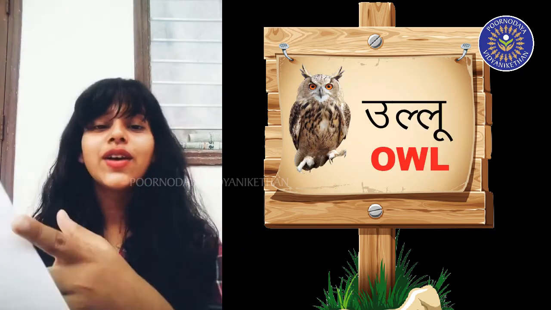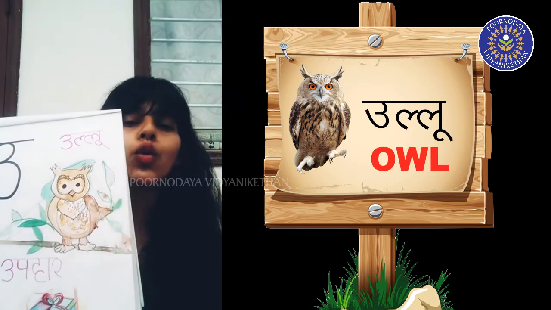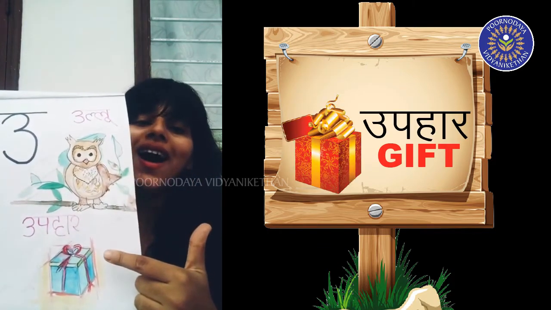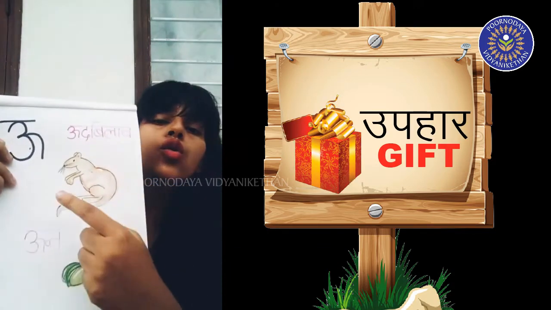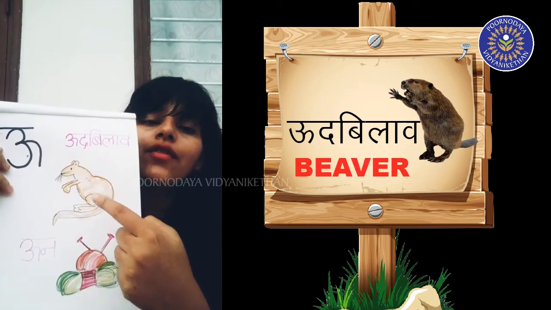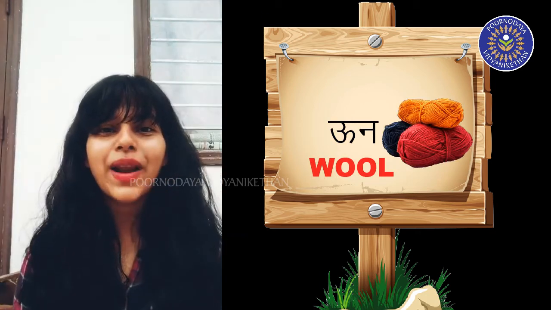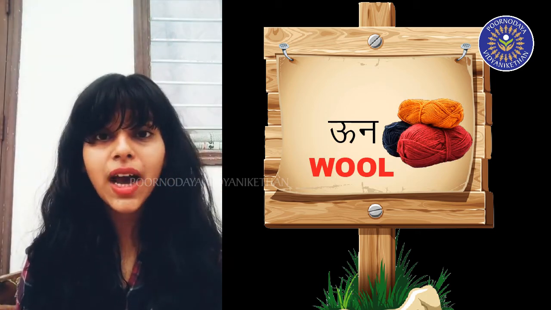U for Ullu. U for Upahar. U for Udbilav. U for Oon. Okay? So please practice the letter. Write it down. Do the repetition. Write it down multiple times and see how the letter sounds, how the letter has to be written.